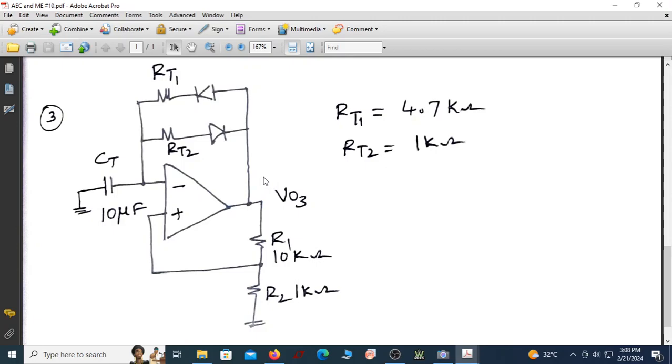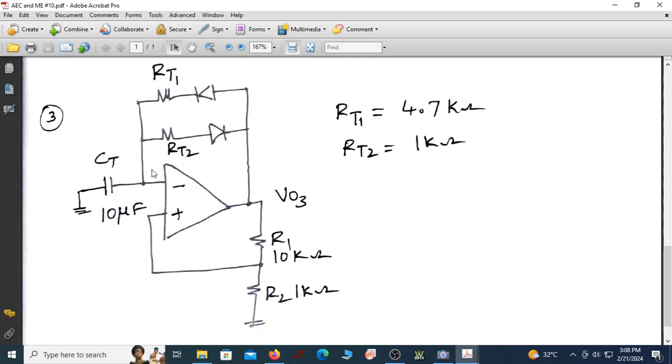So this is slightly a different circuit. You have two different paths for this capacitor: while charging and discharging, there is a totally different resistor. So naturally the time constants will change. Once the time constant changes, the on-off time will also change. Let me rewrite the circuit in my book.